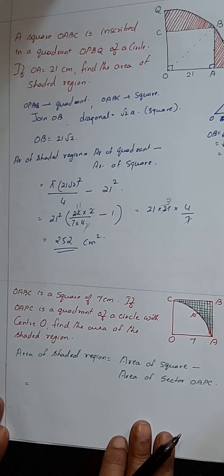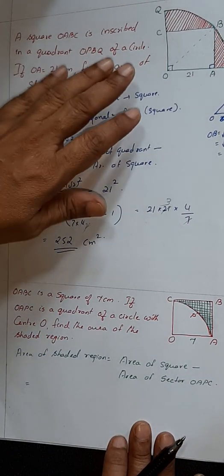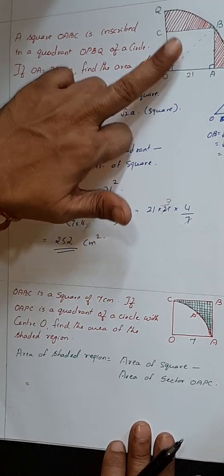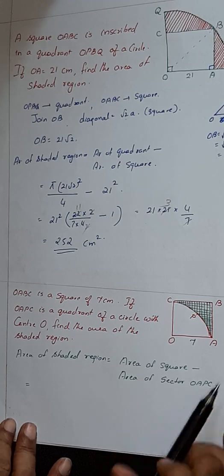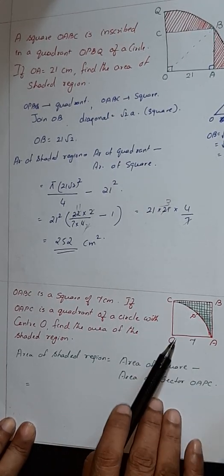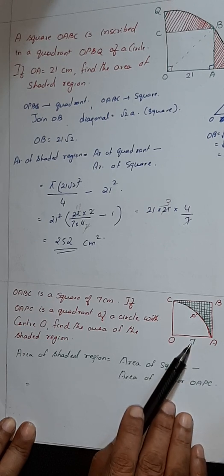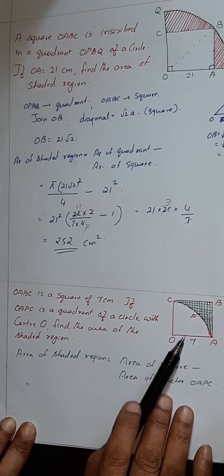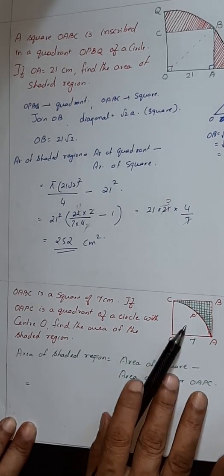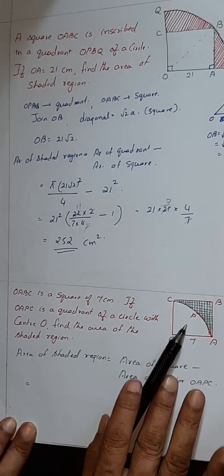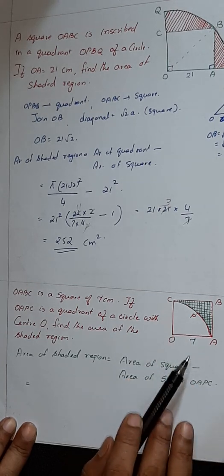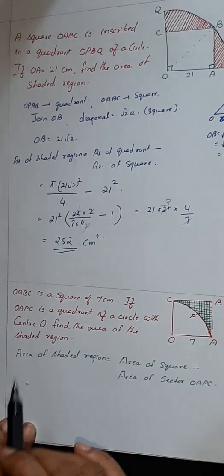So in this problem, it is slightly different. Here before, the square was inside the quadrant. Now you have the quadrant inside the square. So they have given OA is equal to 7. So if you see, the length of the square and the radius of the quadrant is the same. So now here you don't have to find the radius of the quadrant or the side of the square separately. So that is the difference between both the problems.